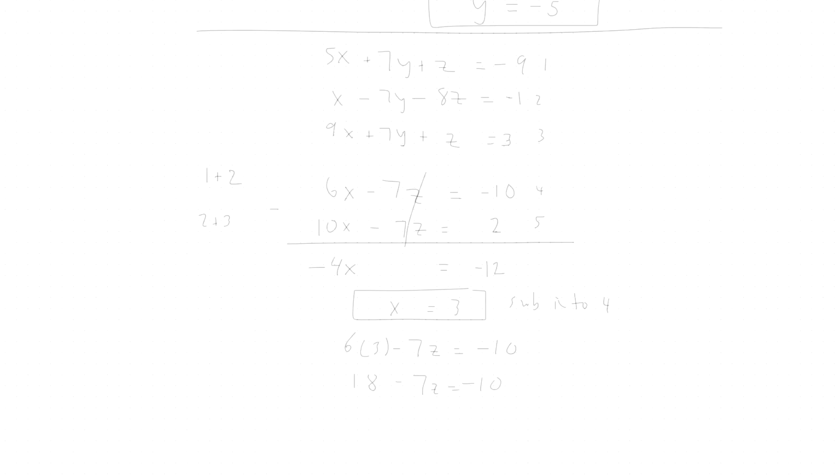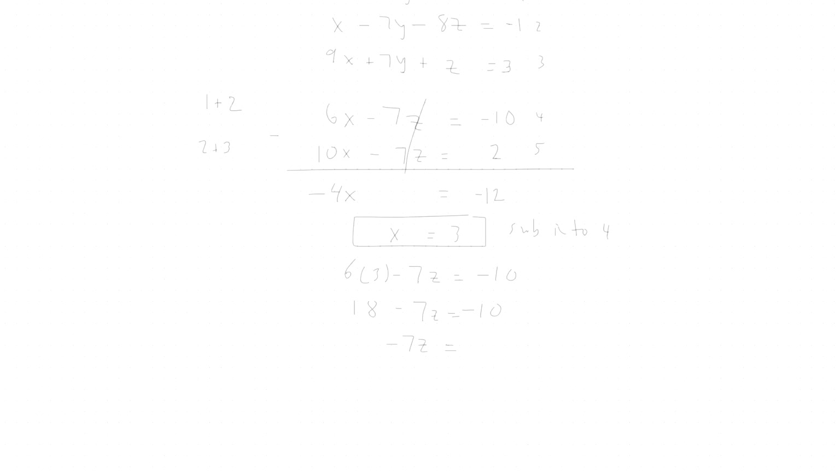We're going to subtract 18 on both sides. 7z. So what's -10 minus 18? That would be -28. So what's -28 divided by -7? 4. Okay, we got the x, we got the z. Now we're gonna solve for the y.